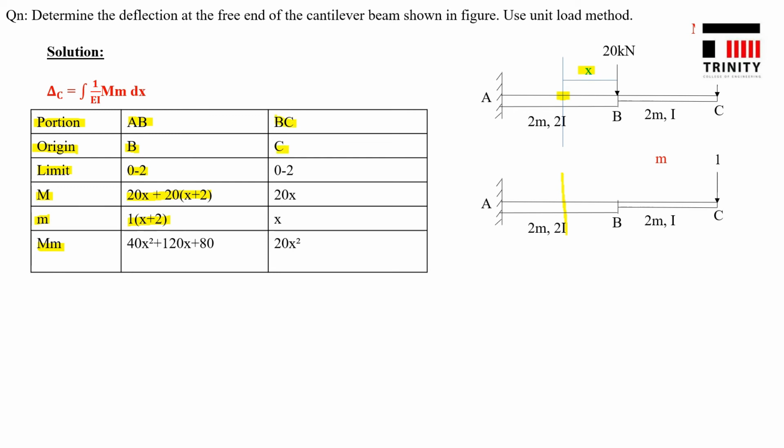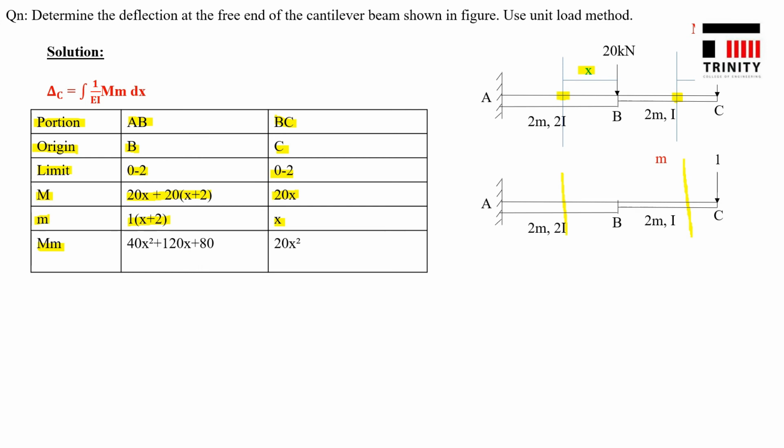Similarly, consider portion BC. Take C as the origin. Limit is 0 to 2. For capital M calculation, consider a section which is at a distance x from the origin C and take moment about this section. So, the moment is 20x. Similarly, compute small m. Consider a section which is at a distance x from C. Take moment about this section. You will get small m is equal to x. Then multiply capital M and small m values.